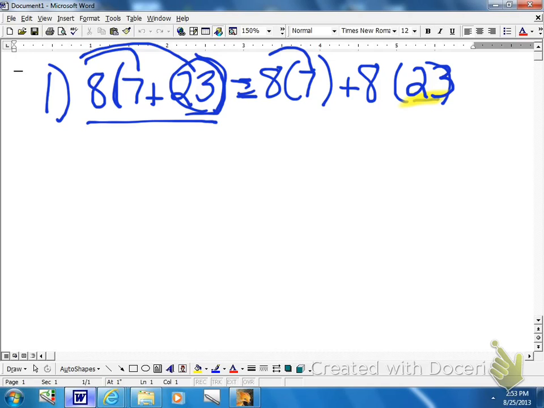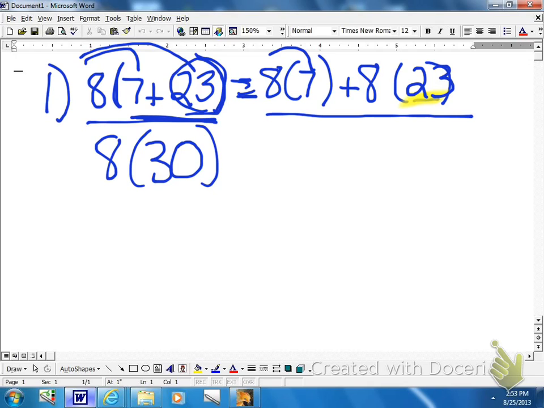Now, if we were going to solve this with mental math, would we want to do this separately, 8 times 7 and 8 times 23, or do we want to go ahead and add 7 plus 23? Both of them are being multiplied by 8, and you'd get 30, right? 30 times 8, which we did already, and we know that 8 times 3 is 24, plus my 0 would be 240.